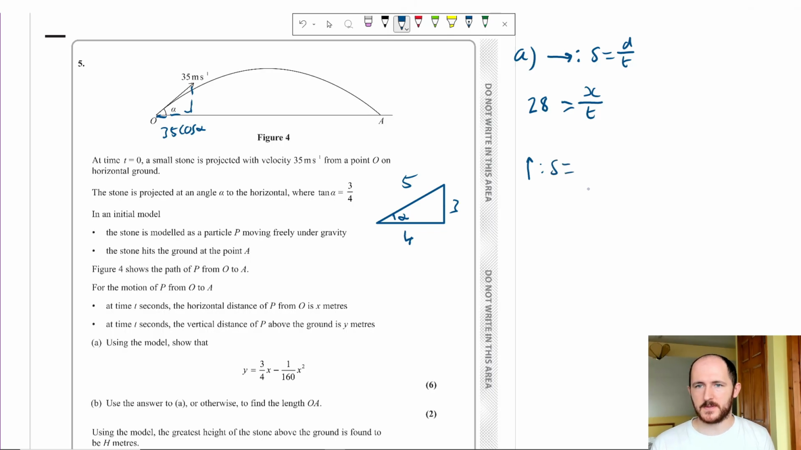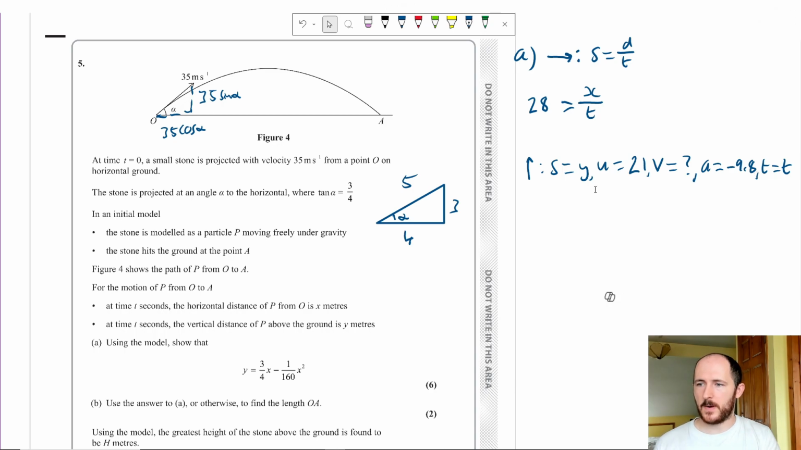Now, what do we have vertically? Well, we have s is equal to y, right? Because it says the vertical distance above the ground is y. The initial velocity is going to be the opposite component of this. So it's 35 sine alpha, where sine alpha will be 3 over 5. So 35 divided by 5 is 7. 7 times 3 is 21. The final velocity I don't know, because I don't actually know where this point is anywhere. a is going to be minus 9.8, because it always is. And t is just going to be equal to time.